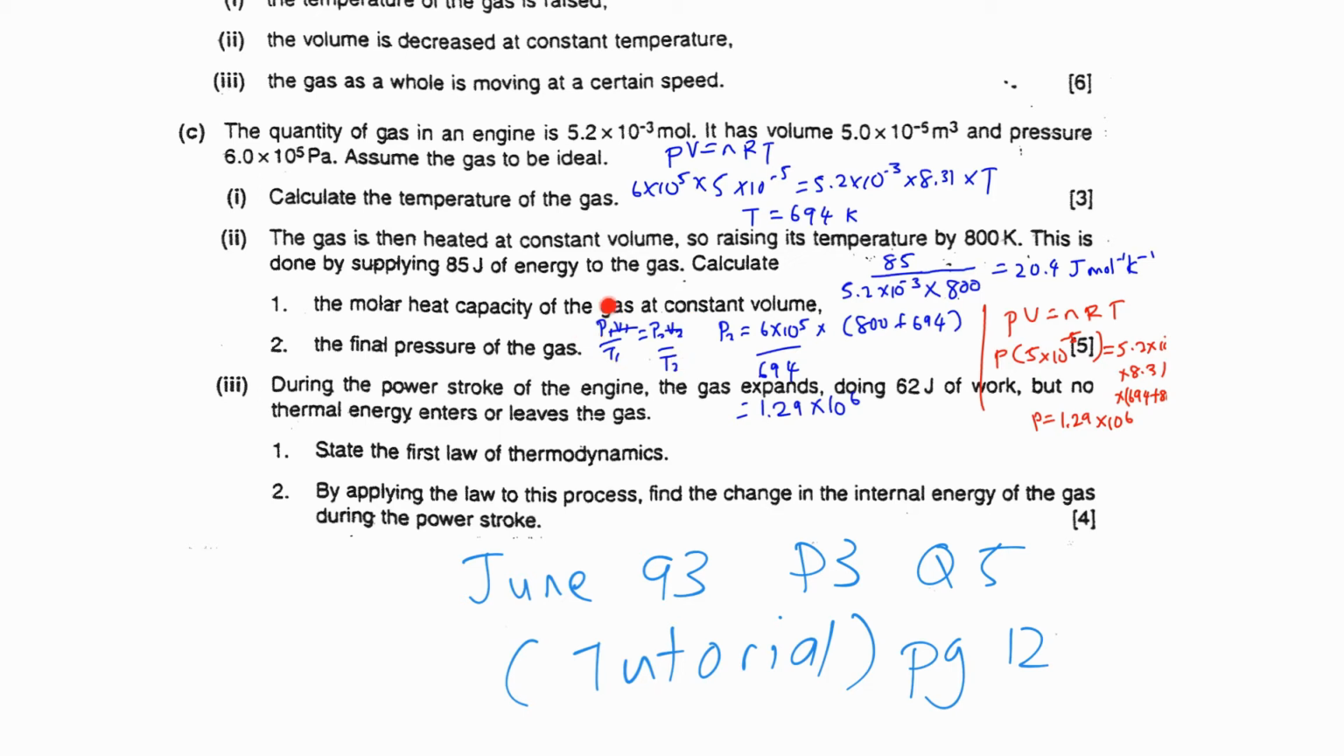So you want to find the new pressure, which is P2. So then you'll be P1, the original pressure, over T1, the original temperature, which is 694. Then bring the T2 over, so you times T2, which is 800 plus 694. And then you get your answer.